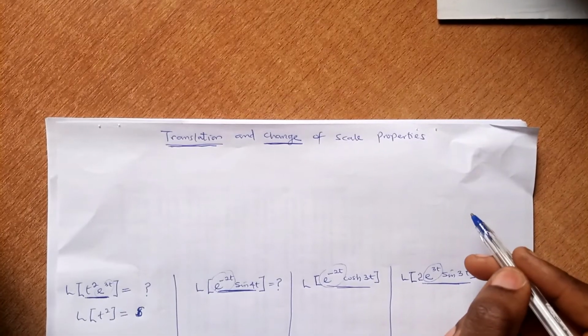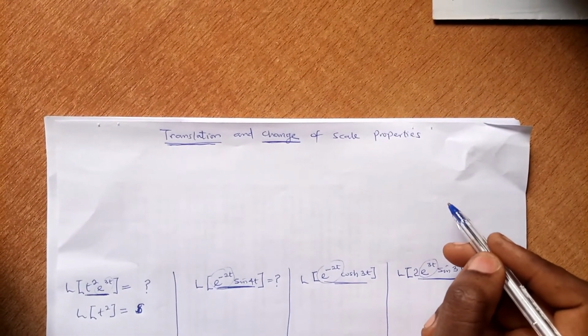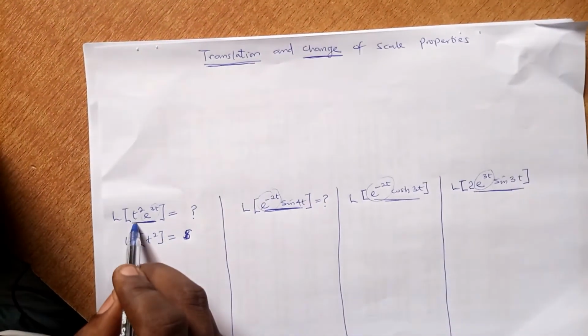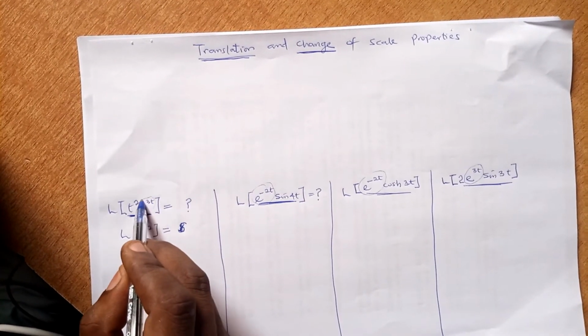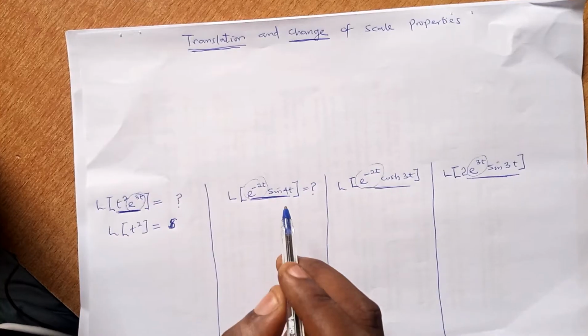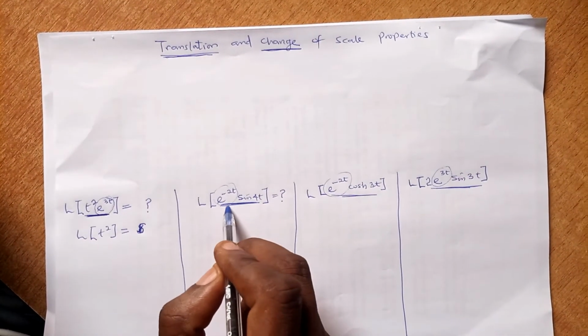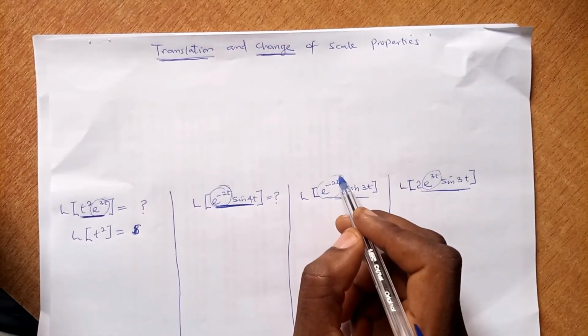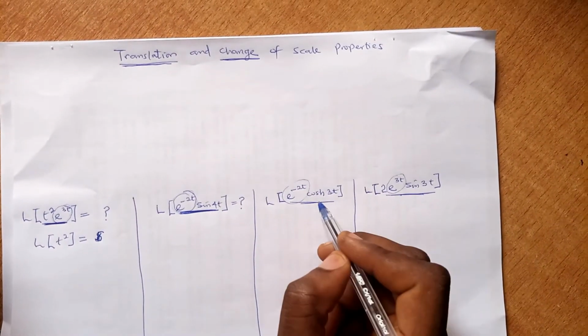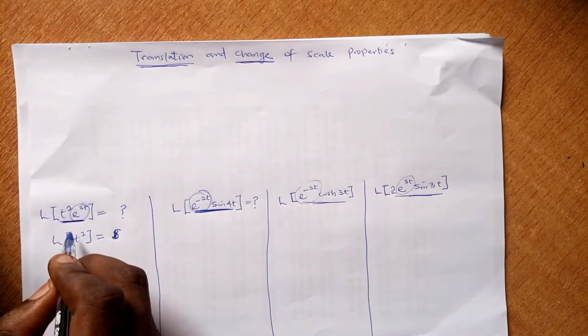Why do we need something like this? We need it because it will help us to easily find the Laplace transform of a function like this, multiplying exponential 3t. It will help us to easily find the Laplace transform of a function like this, multiplied by exponential minus 2t. It will help us to solve something like this.